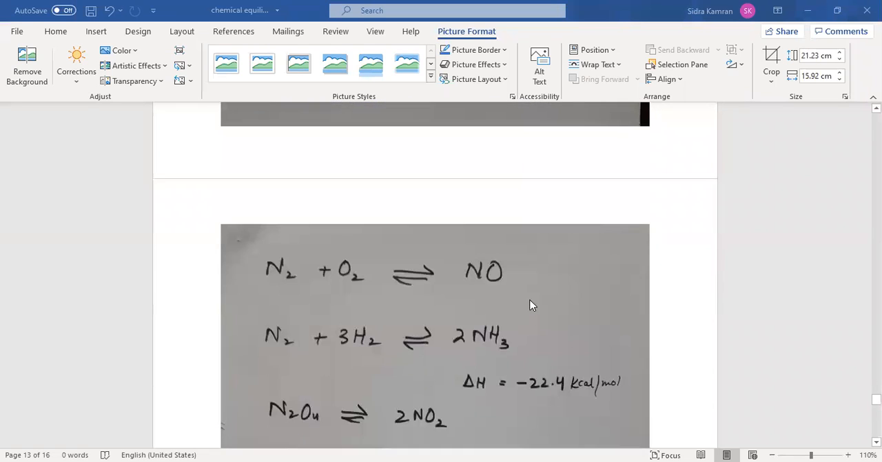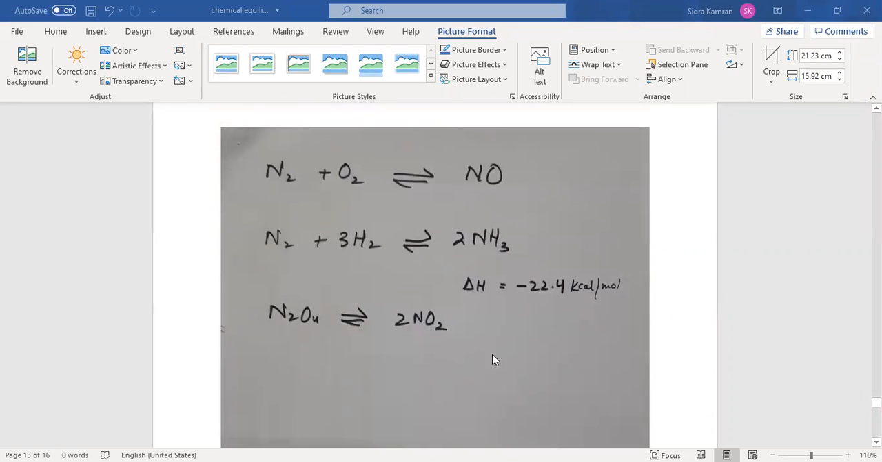Here are some examples. For these examples, you have to tell me what is the effect of concentration, pressure, temperature, volume and catalyst. So you have to solve these 3 examples, write all the effects and share with me.